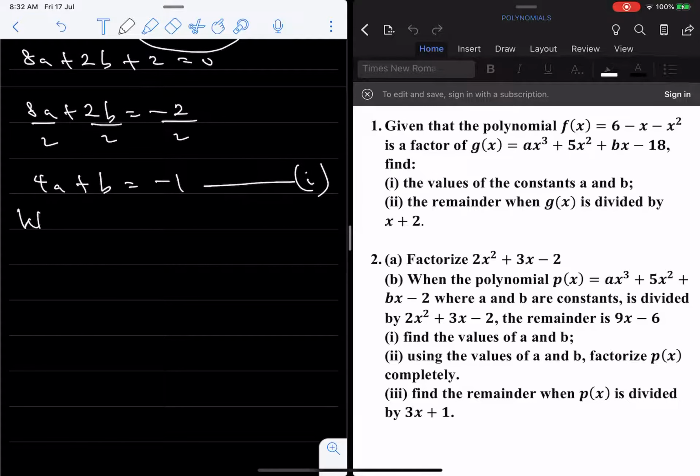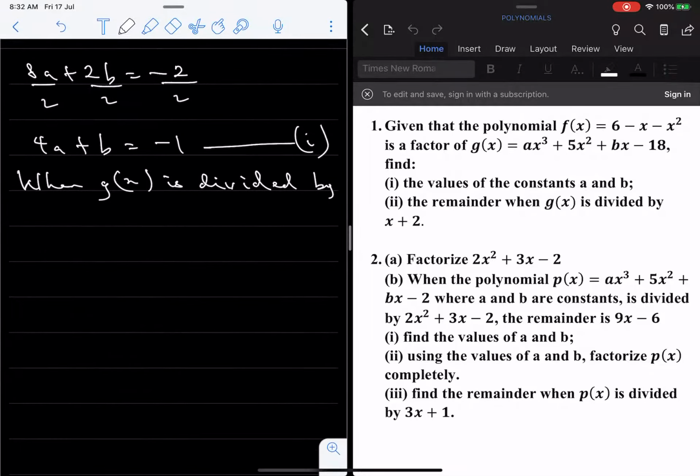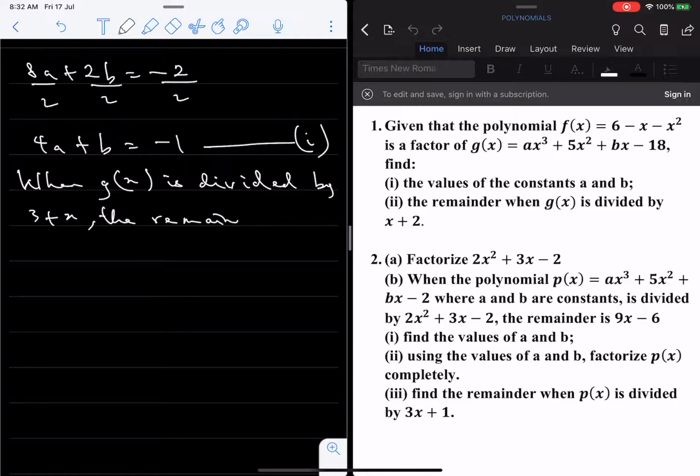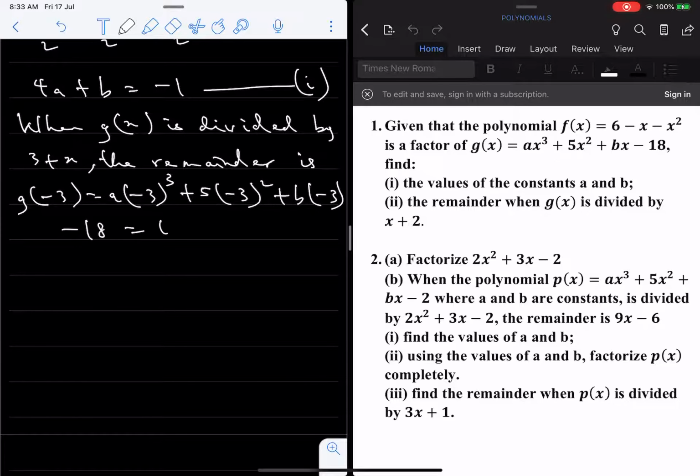In the same vein, when g of x is divided by 3 plus x, the remainder is, by the remainder theorem, g of minus 3, which is the same as a times minus 3 cubed plus 5 times minus 3 squared plus b times minus 3 minus 18, and that's going to be equal to 0 because 3 plus x is a factor of g of x.